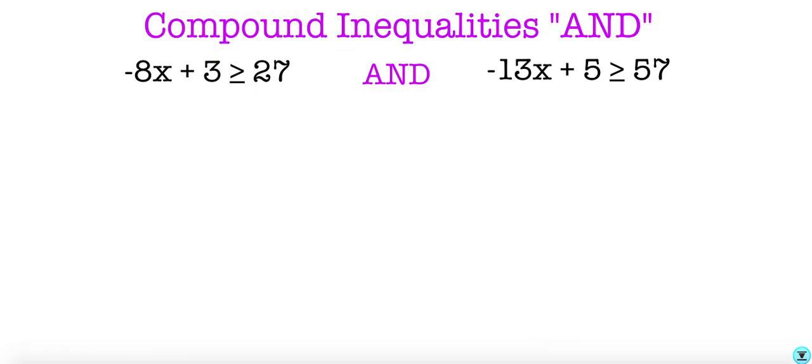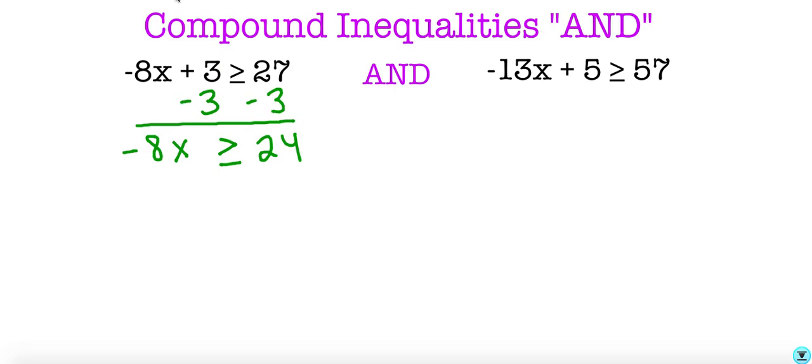Let's look at another example here, and we're going to start off the same way where we isolate for our x value. So the first thing we need to do here is subtract 3 on both sides. And divide by negative 8. So since we're dividing by a negative, we'll flip the sign. And 24 divided by negative 8 is negative 3.